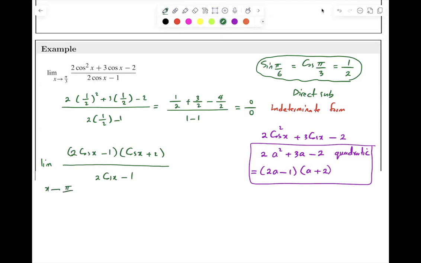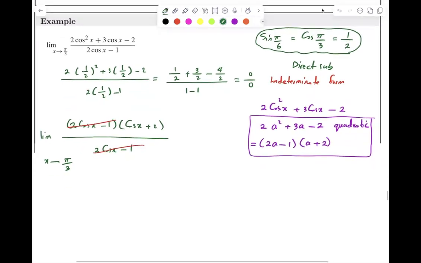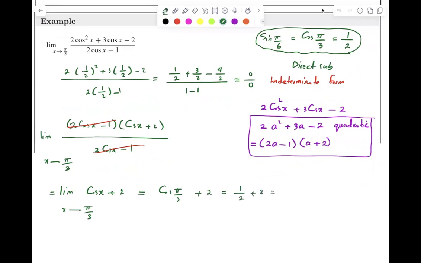as x goes to pi over 3. So you can easily get rid of the common factor. You end up with the limit of cosine of x plus 2 as x goes to pi over 3. Direct substitution gives us cosine of pi over 3 plus 2, or a half plus 2, which is 5 divided by 2, or 2.5. This is going to be the limit of the function.